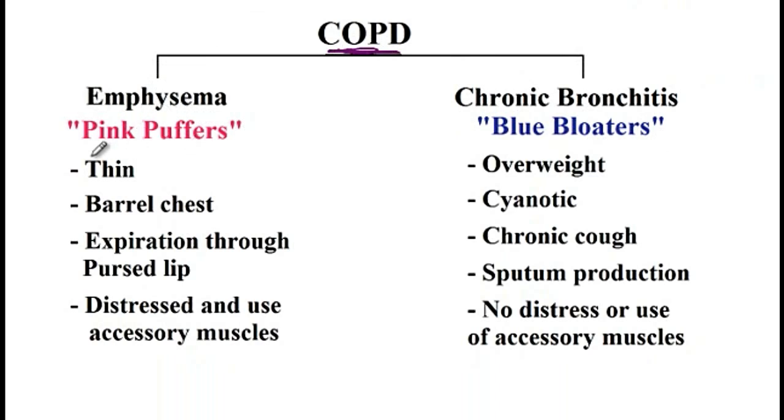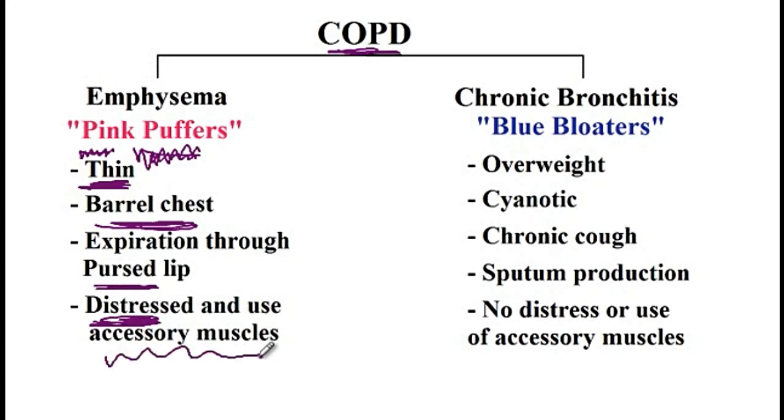So emphysema, also known as pink puffers, I explained that since these patients are taking a lot of efforts to breathe, then they are referred to as puffers. And since they would take a lot of effort, they would develop facial flushing, for which the name pink is given to them, pink puffers. Again, from a lot of effort, they would have a lot of energy expenditure, for which these patients are usually thin. They have a barrel chest appearance, and their expiration is through pursed lips to increase the airway pressure and thus prevent the airway collapse. And then finally, these patients are distressed, as I mentioned, given the name puffers, and use accessory muscles during their breathing. Versus patients with chronic bronchitis, which are usually overweight and are cyanotic, giving the name blue bloaters to it.